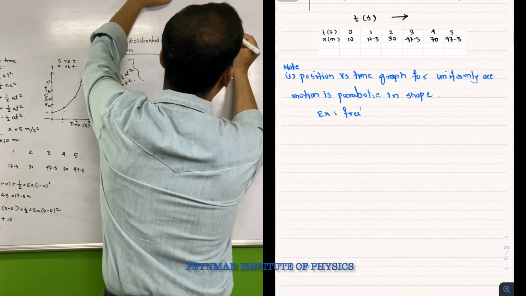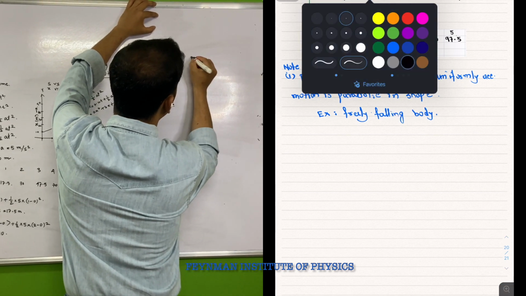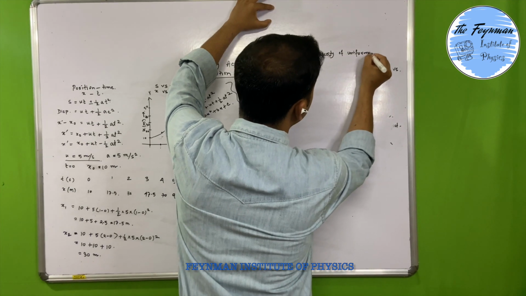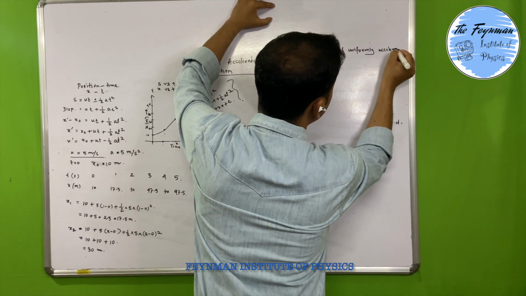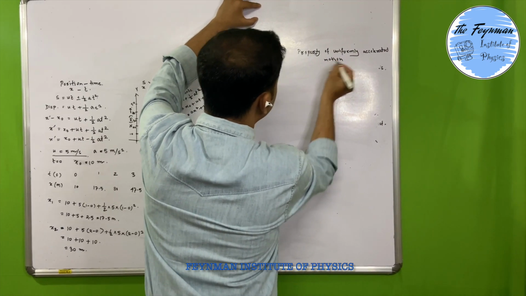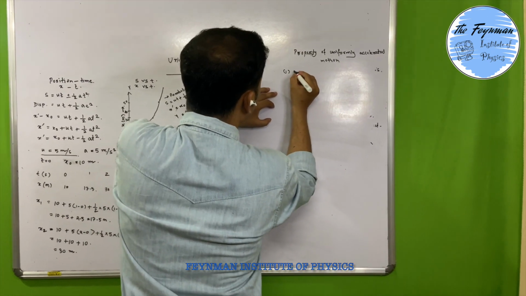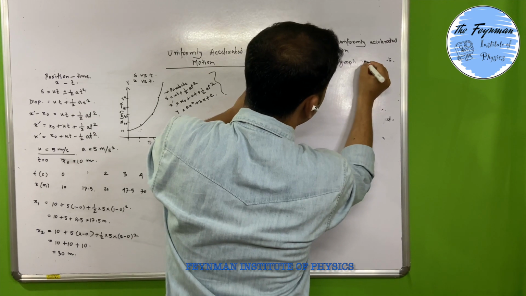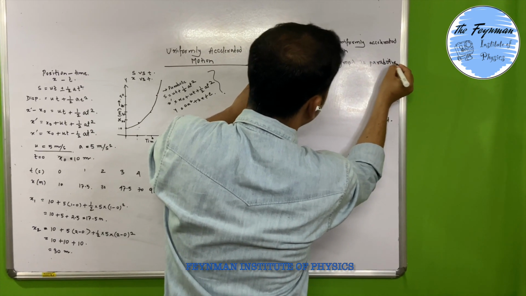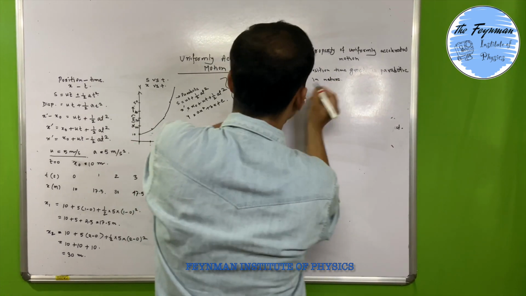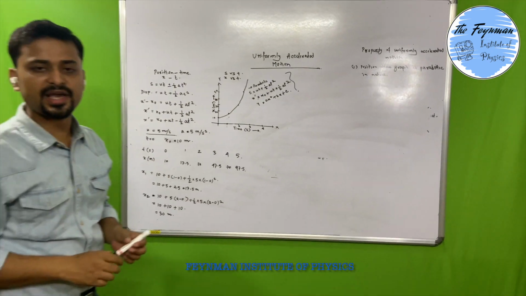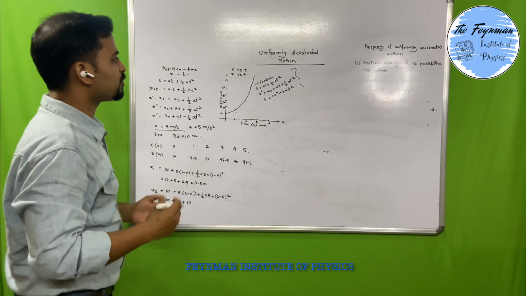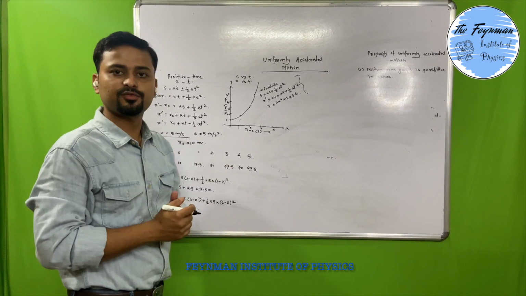So as a property of uniformly accelerated motion, we can write as our first point that the position time graph is parabolic in nature. So wherever you get a parabolic x versus t graph, you can say that the motion of the body is a uniformly accelerated motion. For example, you will get the same kind of graph for a freely falling body.